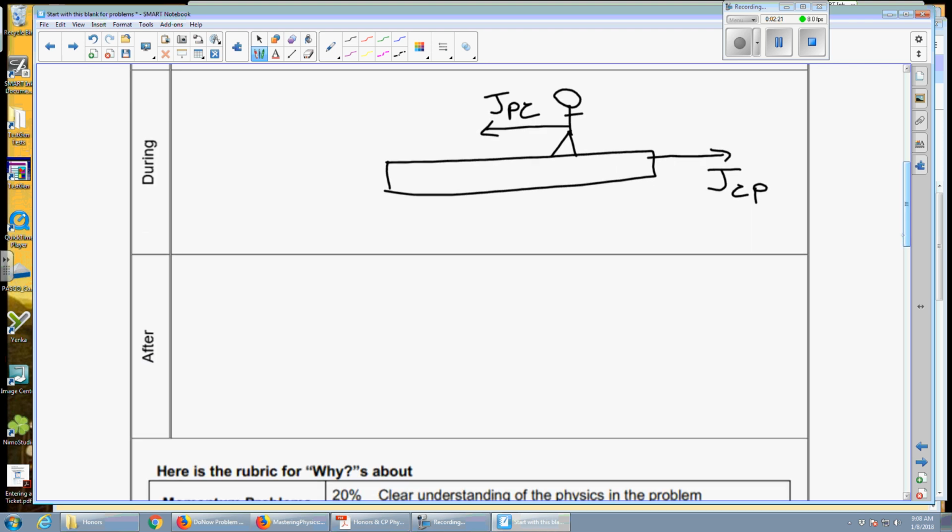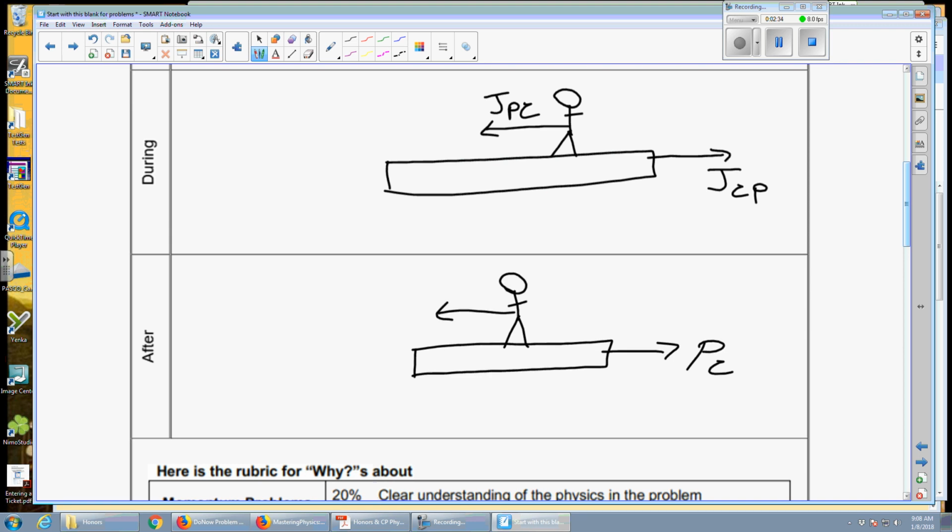And then the afterwards is going to be that the canoe has momentum this way, and she has, excuse me, momentum that way.